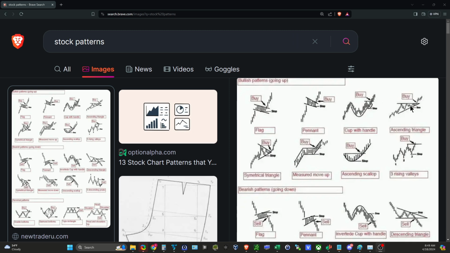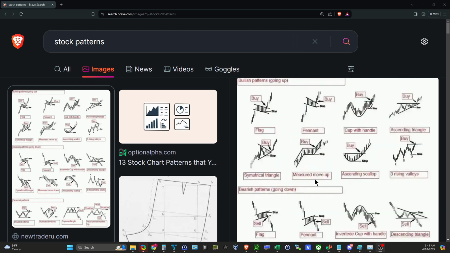Triangles can be helpful because if you can draw a triangle, usually you're going to get a move outside of it one way or another. But again, if you look at this, we have a high, pullback, high, consolidation, breakout. So it's just a consolidation breakout. Why do we need to call it an ascending triangle? It's just a breakout. So I think you kind of get what I'm saying here.